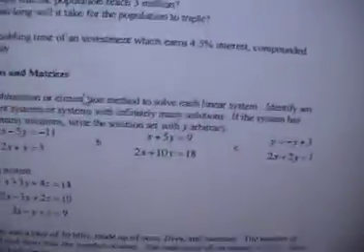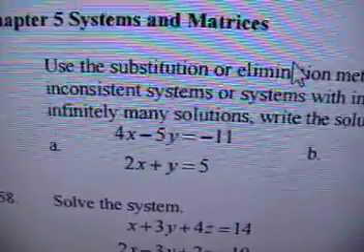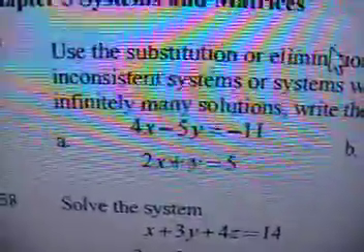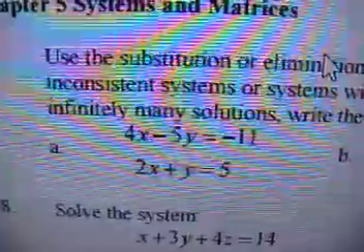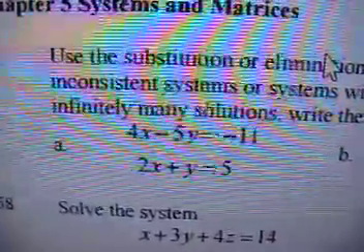57a. Here's a system of two linear equations, two lines. Two lines can cross each other one time at the most. You can use either substitution or elimination, whichever one you like better.